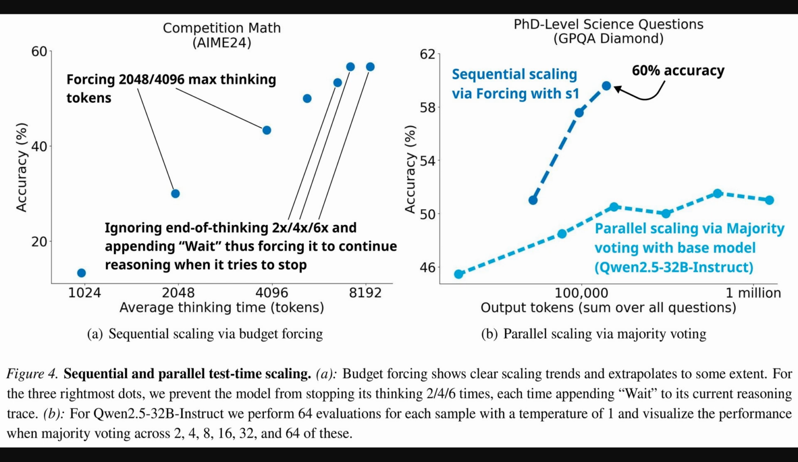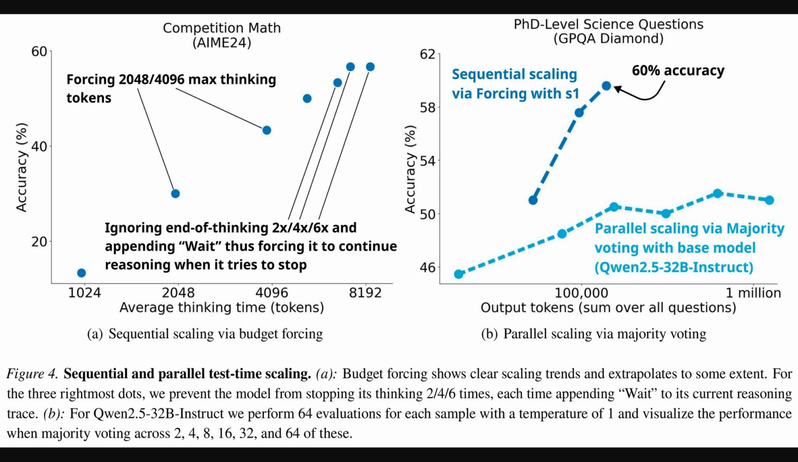On the left, in plot A, we're again looking at sequential scaling via budget forcing, similar to what we saw in the first figure. This plot focuses on the AIME 24 competition math problems, and it highlights how specifically ignoring the model's end-of-thinking token, that signal that it's done, and adding "wait" helps push accuracy up as the average thinking time in tokens increases.